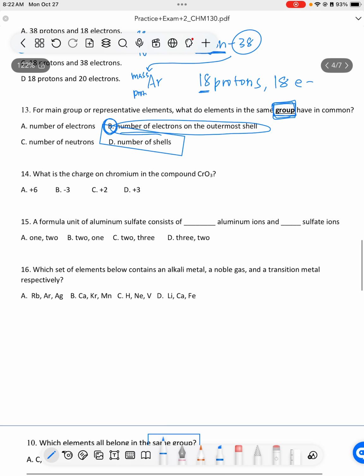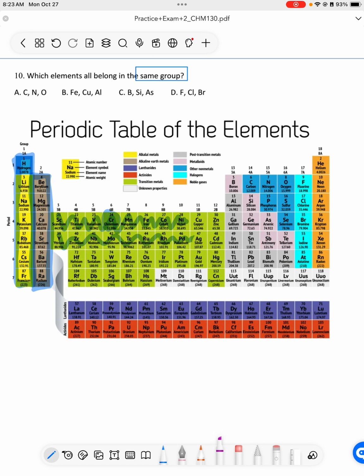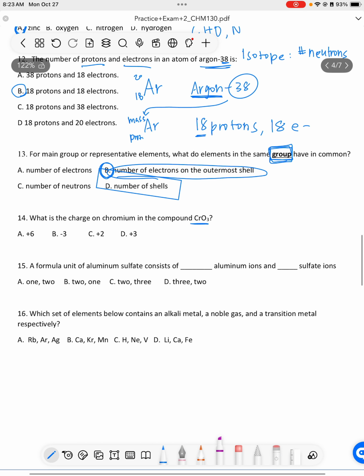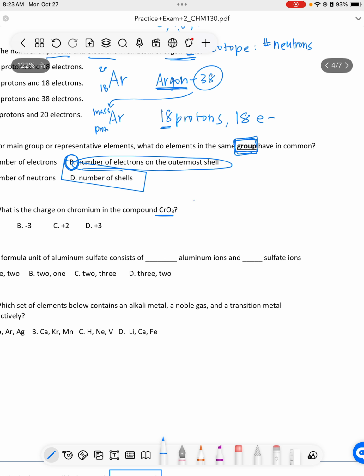What is the charge on chromium in the compound CrO3? So let's look at our periodic table again. Chromium is right here. So he is a transition metal, because remember all of these guys right here are transition metals. These yahoos though, these have set charges. But everything else is a transition metal. So we're looking at chromium. He's a transition metal, so his charge can change. And the only way we can find the charge on a transition metal is to look at the element to whom it is bonded.